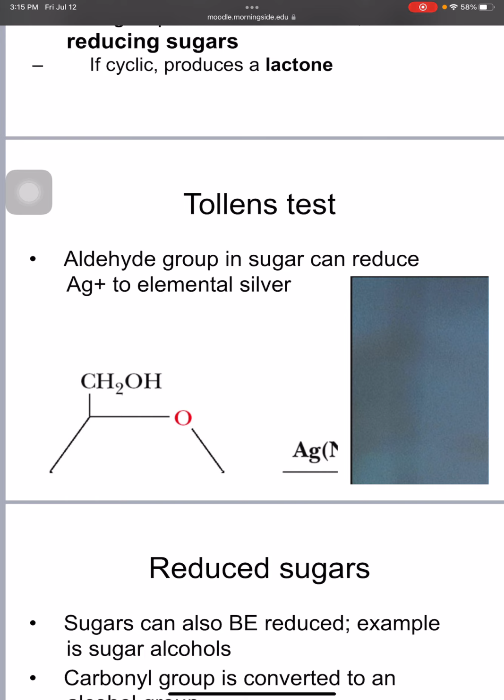There's something called the Tollens test. This is actually frequently done in organic chemistry labs. I haven't done it in a while. I don't know about you guys last year. But you can actually take a free aldehyde group, such as in glucose, and you can react it with a silver-based compound.